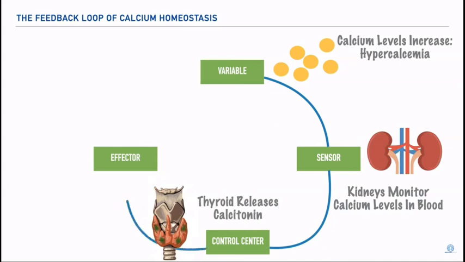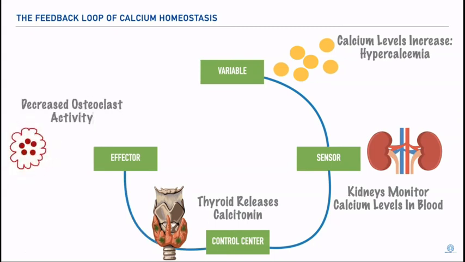And in this example, the effector would be a decrease in osteoclast activity, because the role of calcitonin is to specifically inhibit osteoclast activity. So in essence, what we're saying is that the body is halting the uptake of calcium from the bones to prevent there from being even higher amounts of calcium in the blood. And so as a result, the body doesn't continue increasing calcium levels, thereby counteracting the initial high levels of calcium.